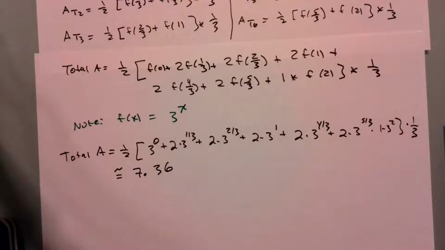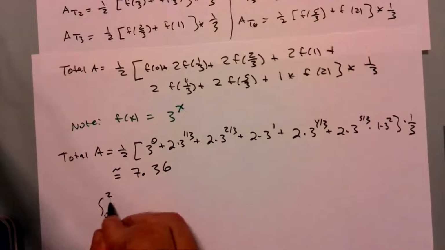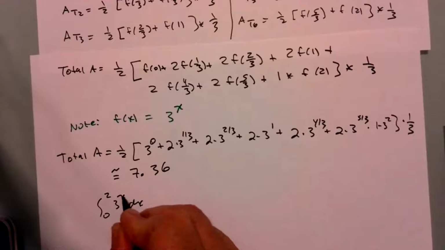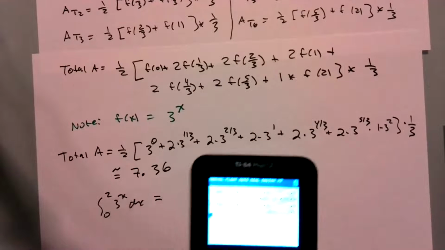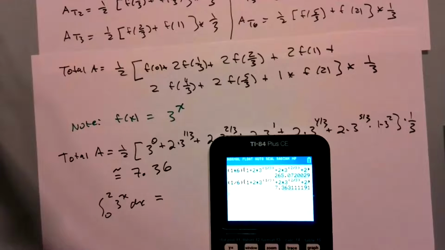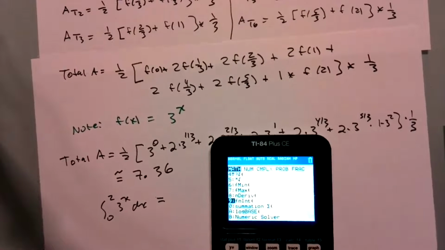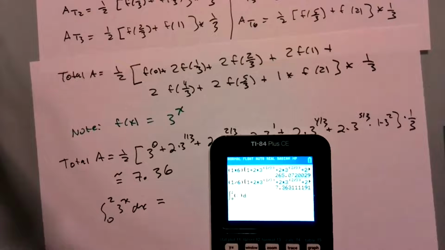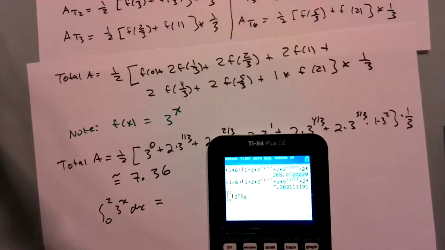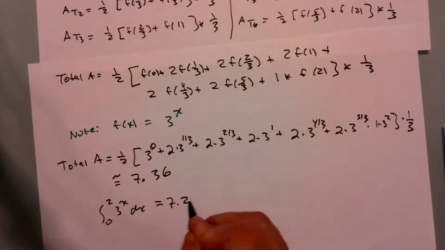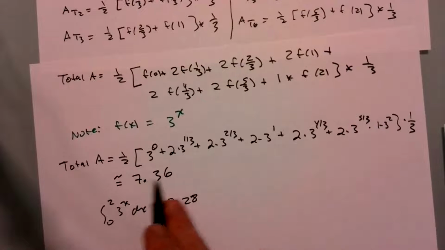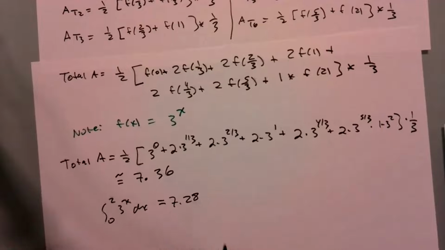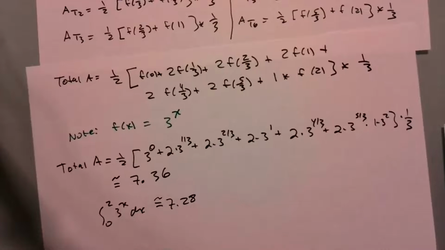Now, if I actually do the integral from 0 to 2 of 3 to the x dx on my calculator, is my 7.36 close, or did I make an error somewhere? I don't know if you can see any of that. Maybe you can see a little bit of that. Math, numerical integral from 0 to 2 of 3 to the x dx. And I get 7.28. Yeah, I feel pretty good about that then. So my scheme with 6 trapezoids gave me 7.36. The answer I get corrected to 2 decimal places on the calculator is 7.28. So I feel pretty good about that.